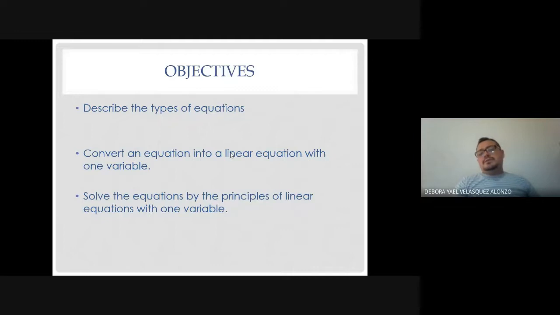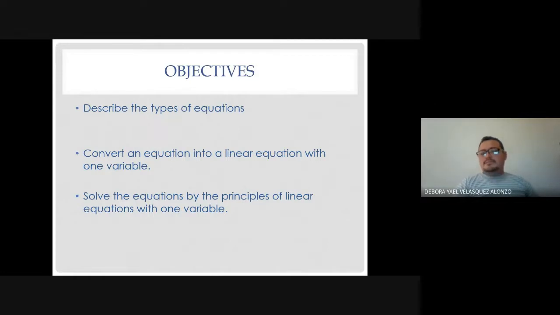What we'll normally do when we work one equation is try to convert it into a linear equation, like the ones we solved at the beginning, the ones that require you to pass terms to the other side. This is essentially what the topic of equations is about, okay?